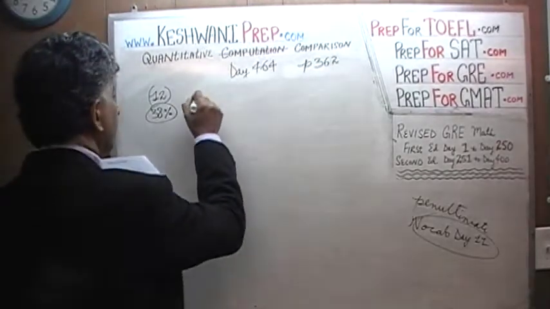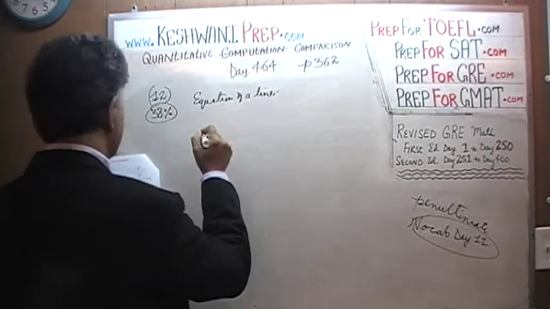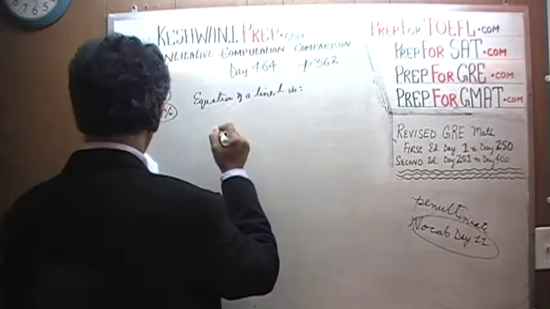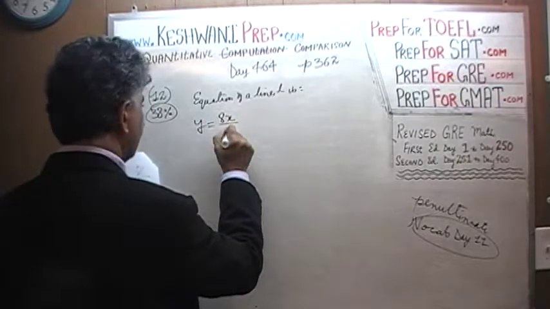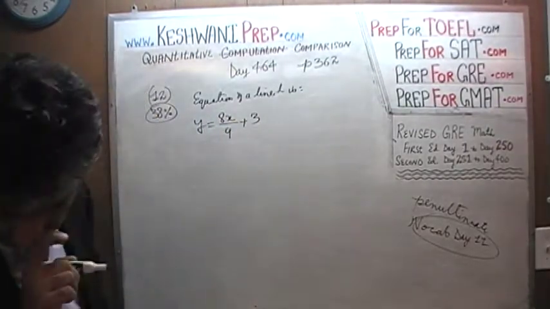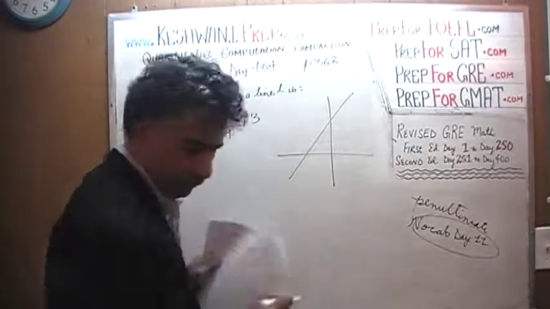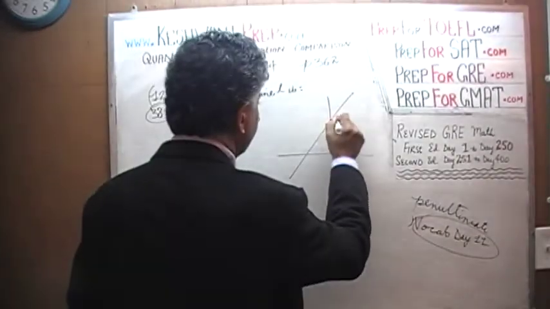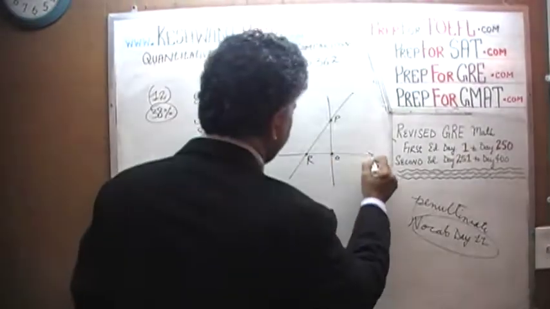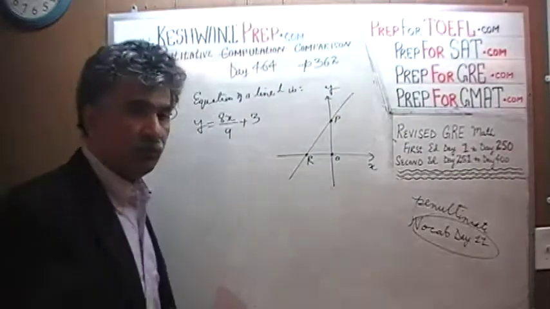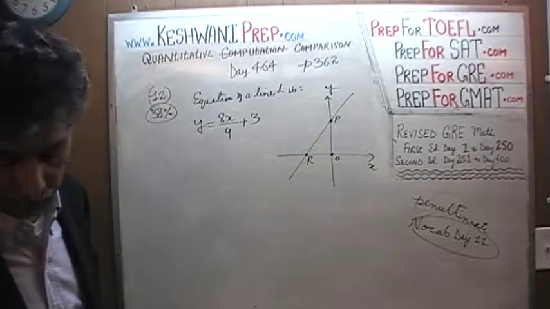Here's what it says. We're given an equation of a line. Equation of line L is y equals 8x over 9 plus 3. That's the equation that is given to us, and they also gave us a picture. So let's draw the picture on the blackboard here. The picture looks something like this. We are told that this is P, this is R, and this is point O for origin. Here's your x-axis, here's your y-axis. I'm reproducing on the blackboard the problem exactly as it appears in the exam. Nothing more, nothing less. Here's column A.